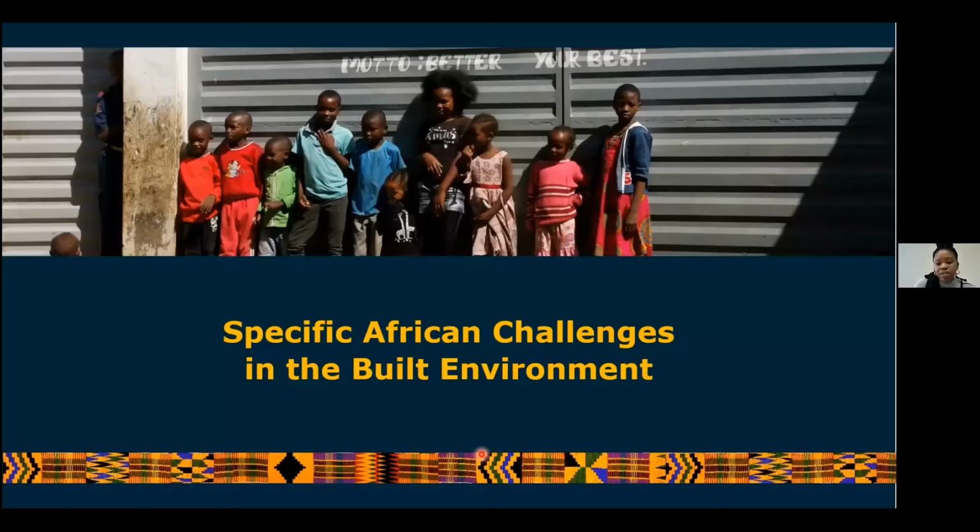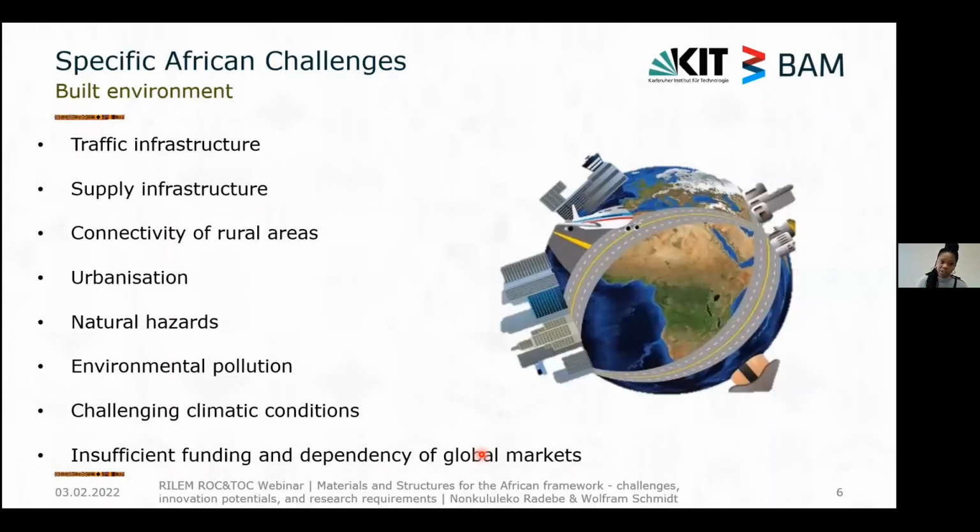So we're going to start this presentation by talking about the specific challenges within the built environment, specifically for Africa. As we know, there are many challenges. Here we see traffic infrastructure, supply infrastructure, and connectivity issues between rural and urban areas, or even within urban areas. You have urbanization, natural hazards, pollution, climatic changes happening now even with global warming, and insufficient funding, which depends mostly on global markets.